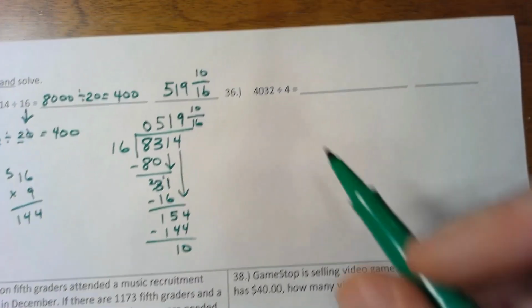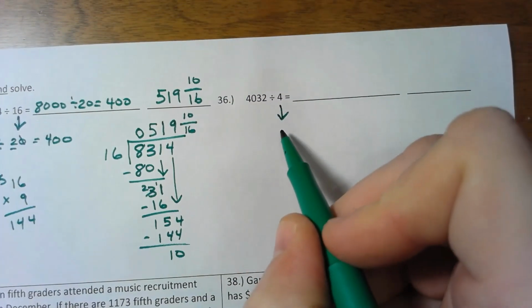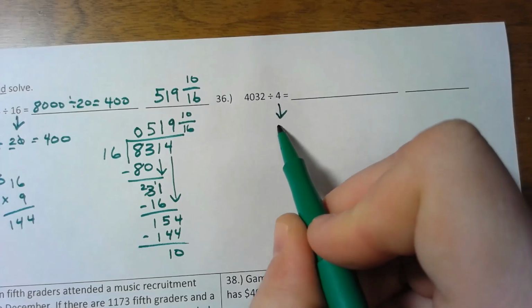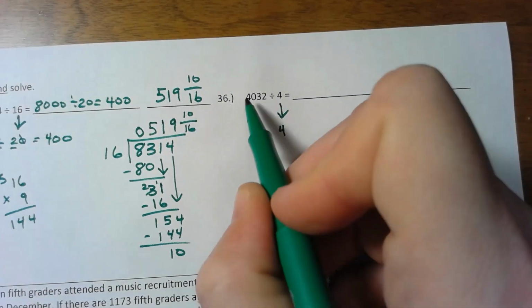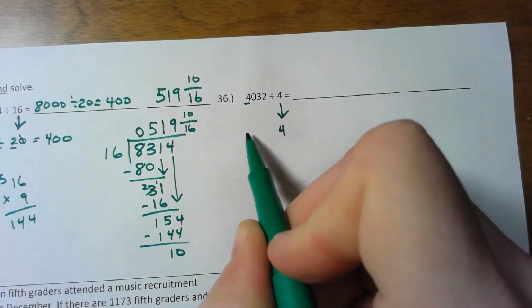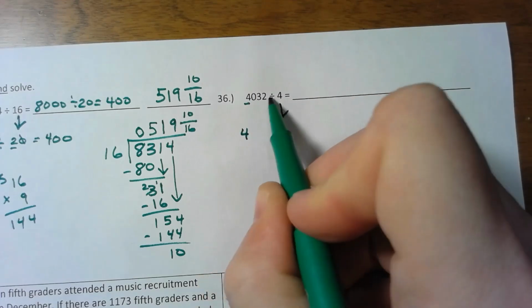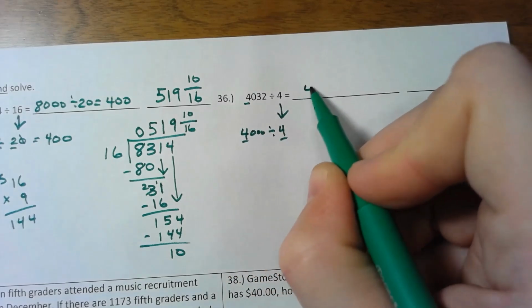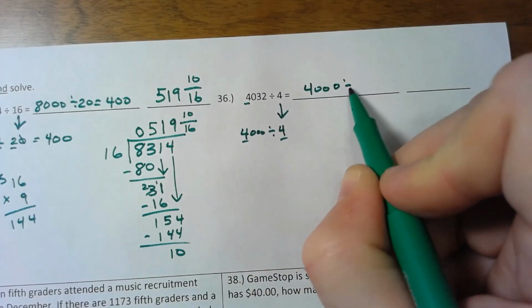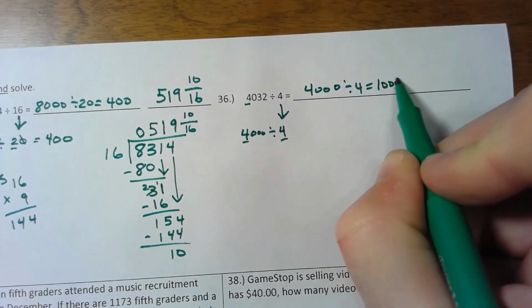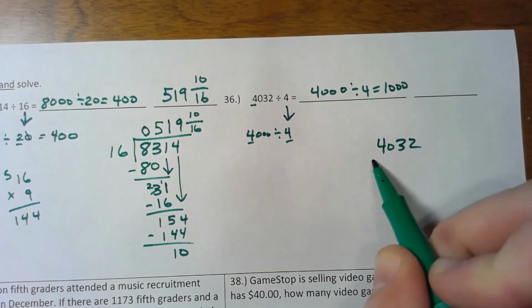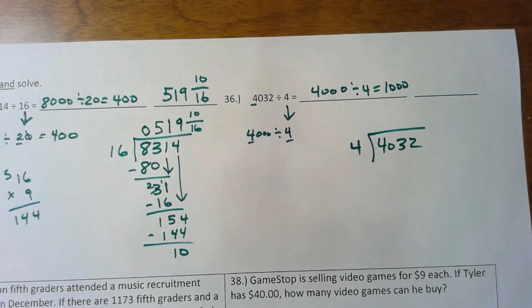Question 36. I'm going to go ahead and estimate. When I'm estimating here, I start with a divisor, but in this case, I know my 4s, so I'm going to leave the 4 alone. And I also know that 4 goes into 4, so I'm going to leave that 4 alone and change all of these to zeros. 4,000 divided by 4 I could probably do in my head. It is 1,000. Go ahead and writing my dividend and divisor.